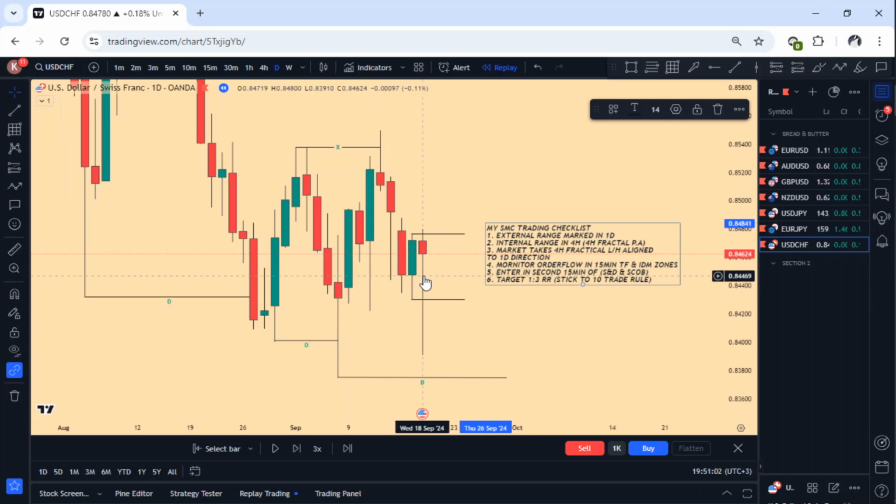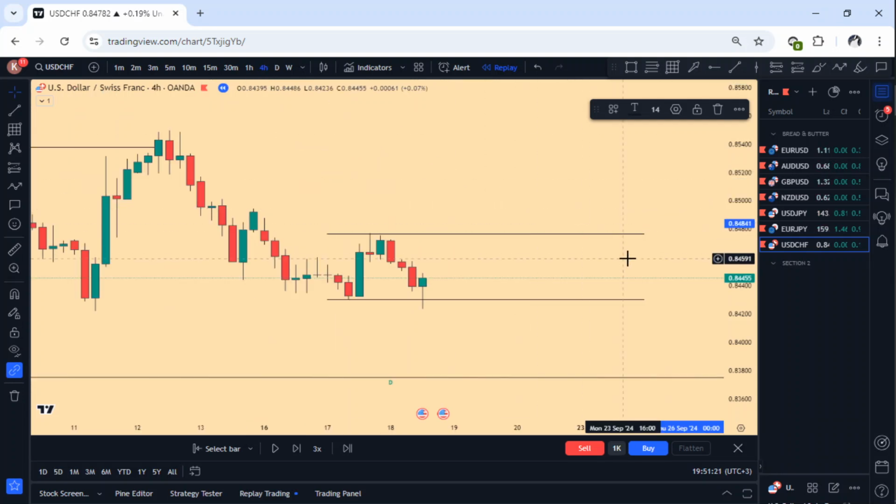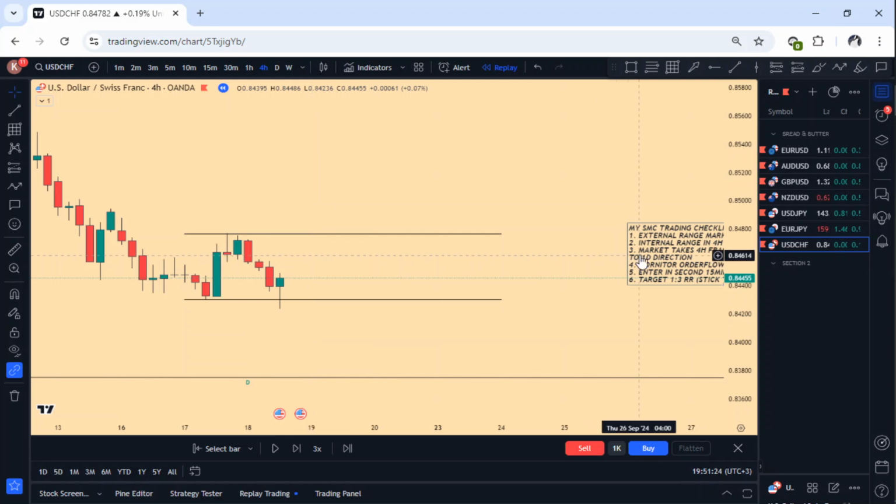We finish up. The most important thing is the concept. Now, after marking the day's high and low, we know this is just pullback. So we go and mark the internal range in 4 hours. That is 4 hours fractal price action. So we shift to 4 hours.